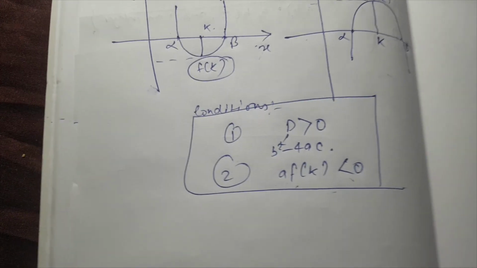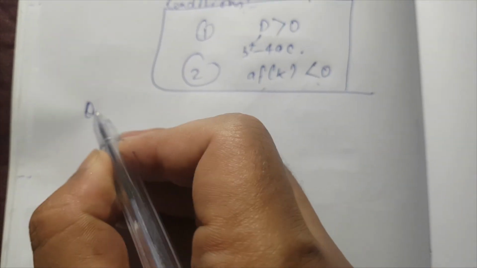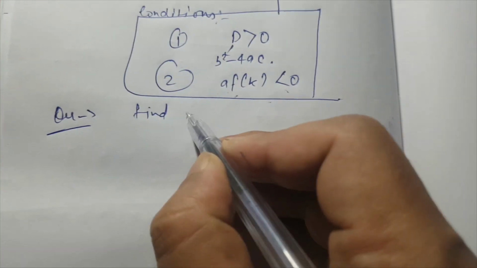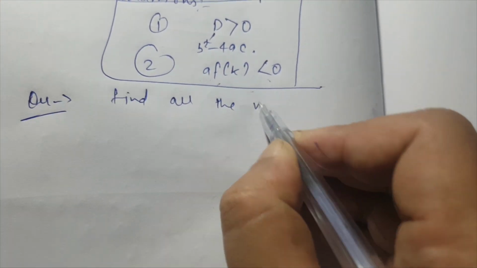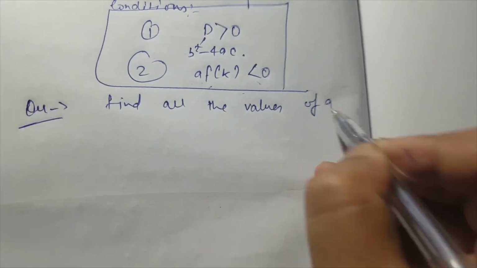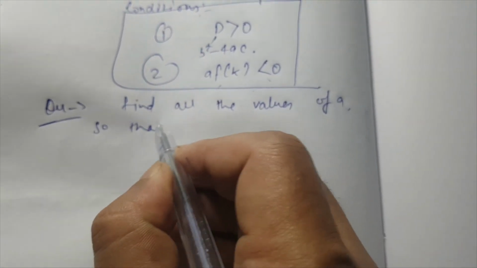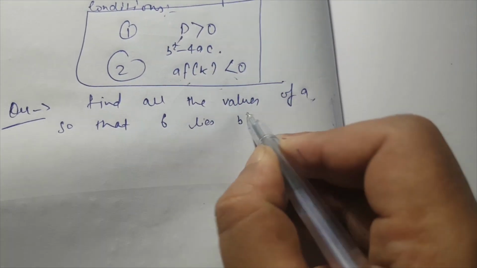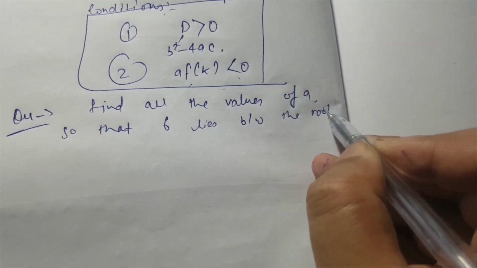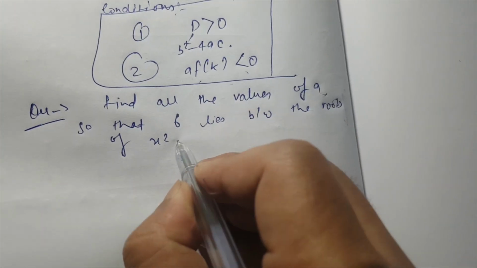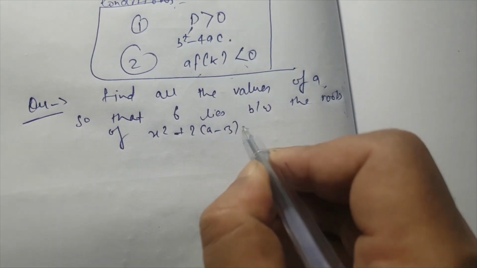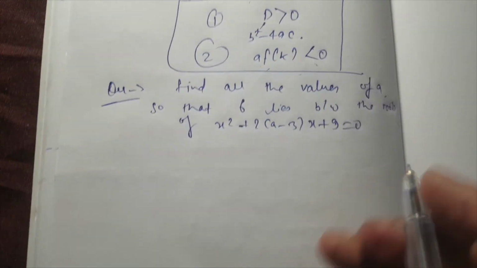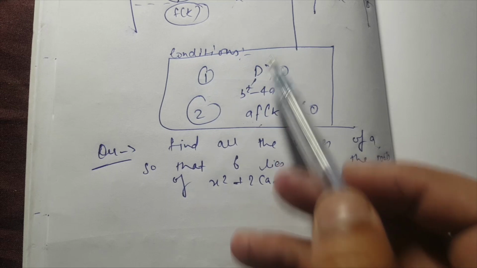Based on this, let me give you a question. Find all the values of a so that 6 lies between the roots of x square plus (2a minus 3)x plus 9 equal to 0. So this is our question. First of all, we will apply these conditions here.